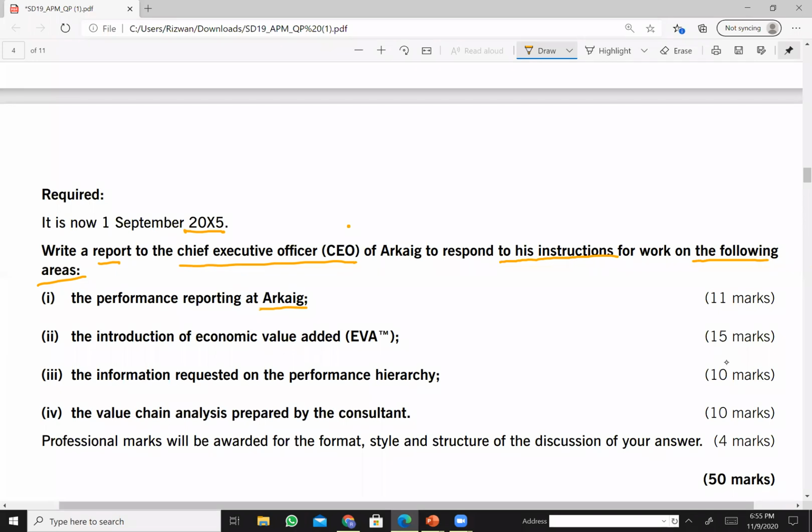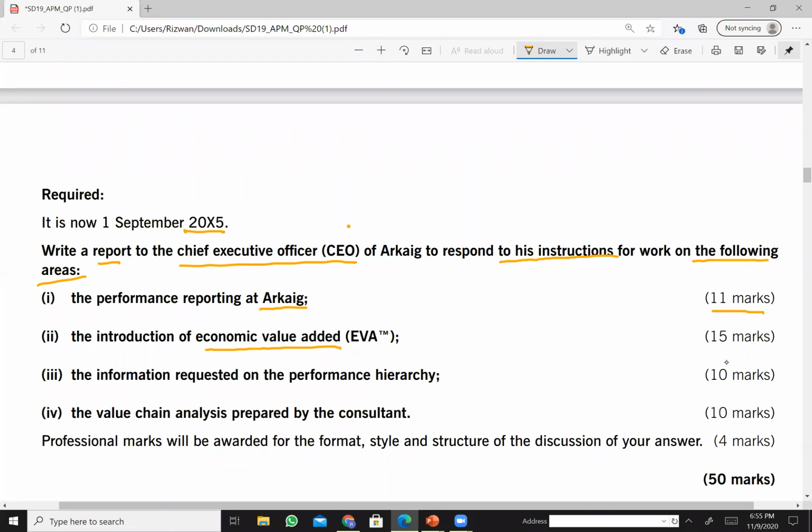So this means you have to read the scenario, but reading the requirement gives you the idea about the topics that are tested, and it makes it easy to approach the answer. So the question and the scenario does include the performance report, a very common topic for our paper. The introduction of economic value added, which is EVA, which means EVA is also tested here.